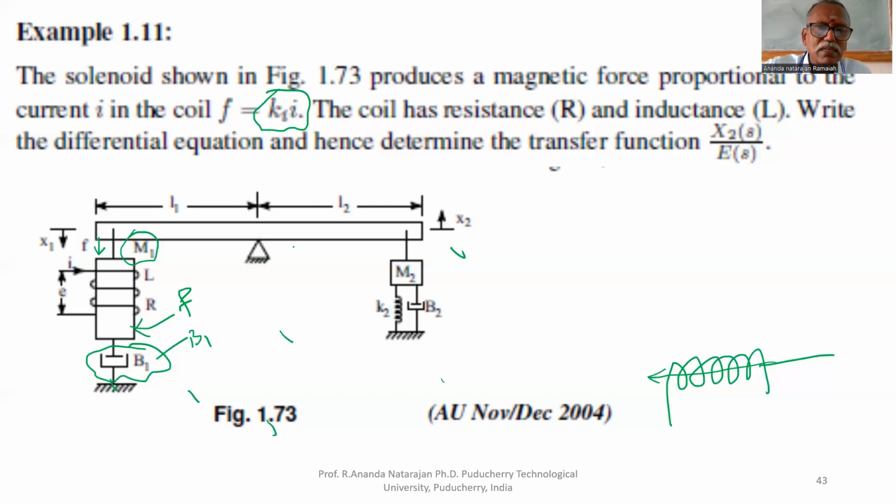The length of the beam is L1 plus L2. At this point, the beam is hinged. You know what is meant by hinged? Hinged means the door is hinged. One end is hinged, that's why you can move this door. Like that, this beam is hinged at this point, so it can move up and down depending upon the force. This end also moves up and down about this point O.